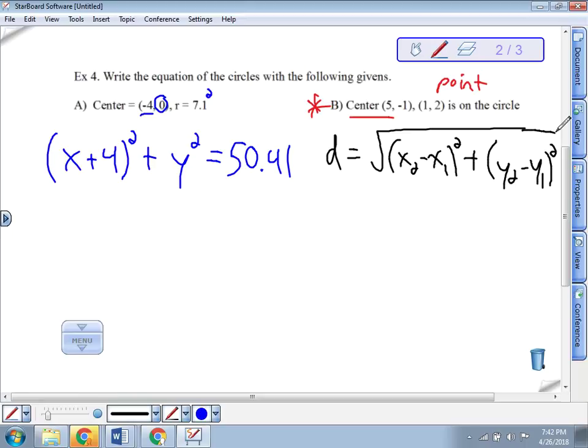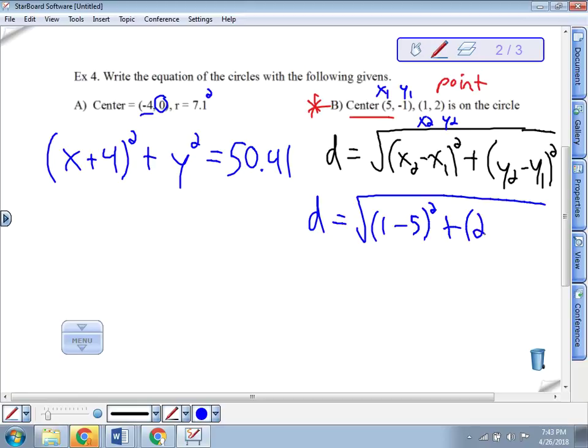So where does that come from? Where do the x1, x2 come from? Well, you have 2 points. Call one of them your x1, y1, and call one of them your x2, y2, and then just follow the pattern. So distance equals square root. x2 we're calling 1, minus, x1 we're calling 5. We're going to square that, plus y2 we're calling 2, minus a minus 1. Minus a minus 1 becomes a plus, so 2 plus 1 squared.